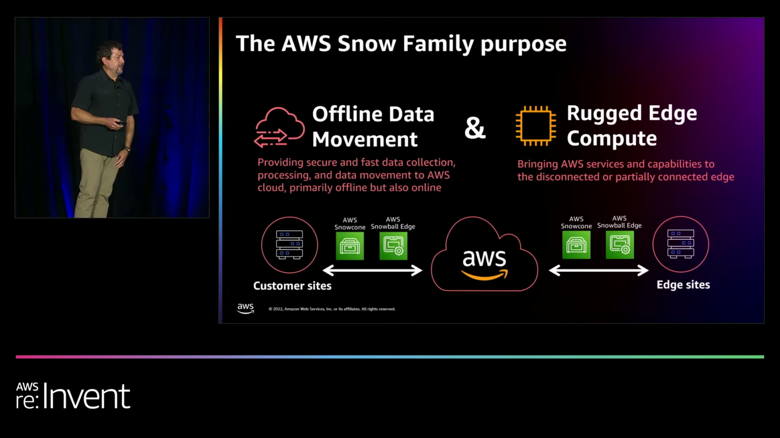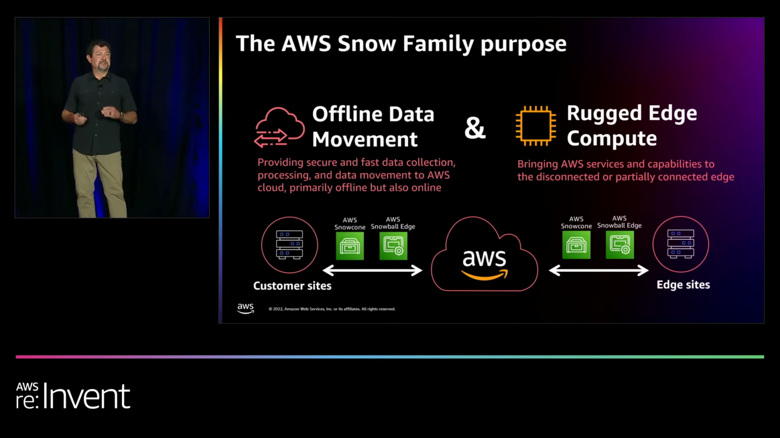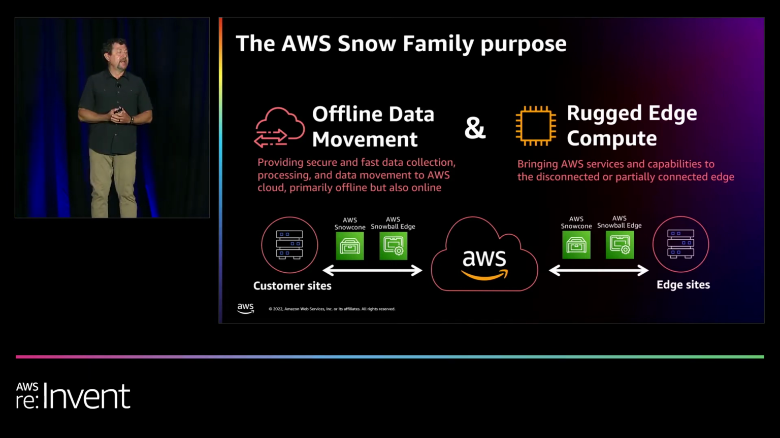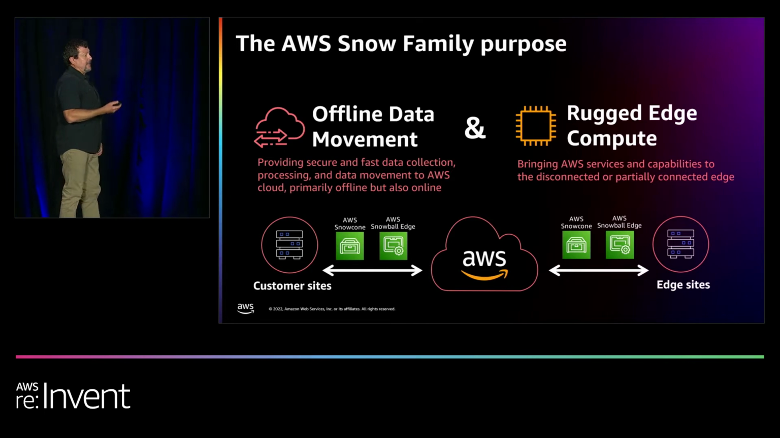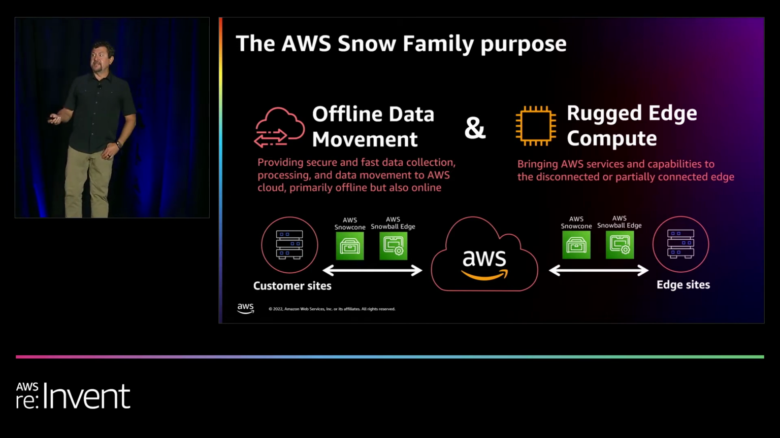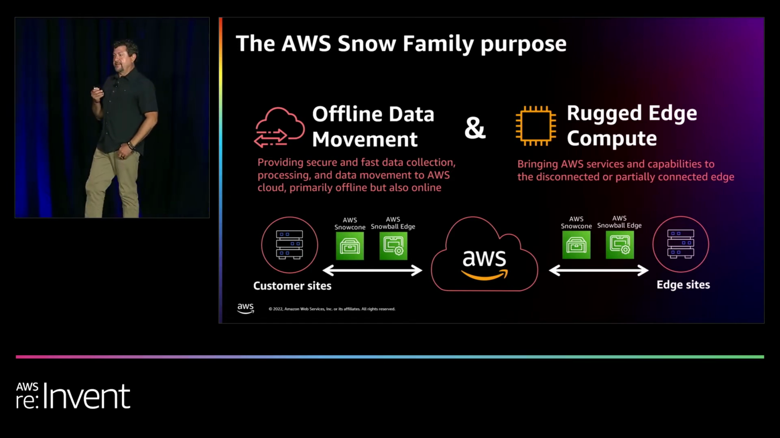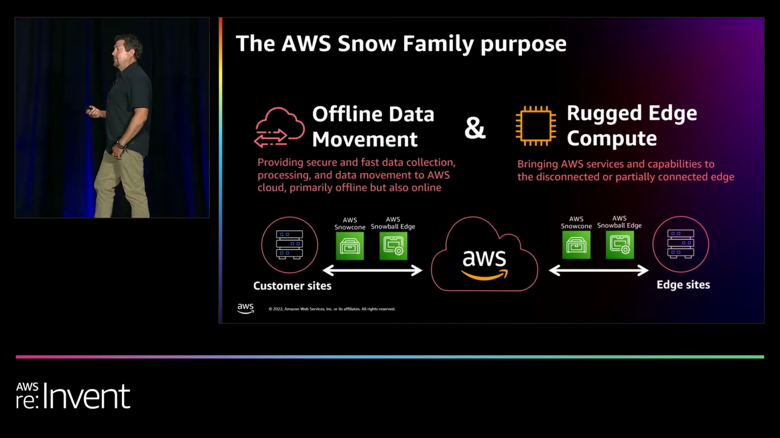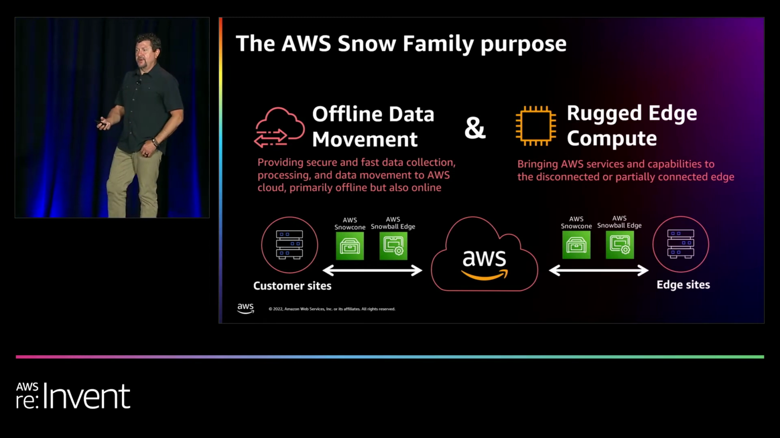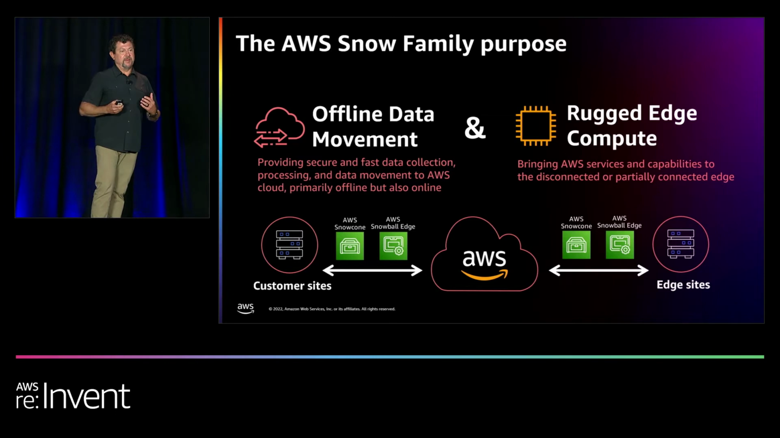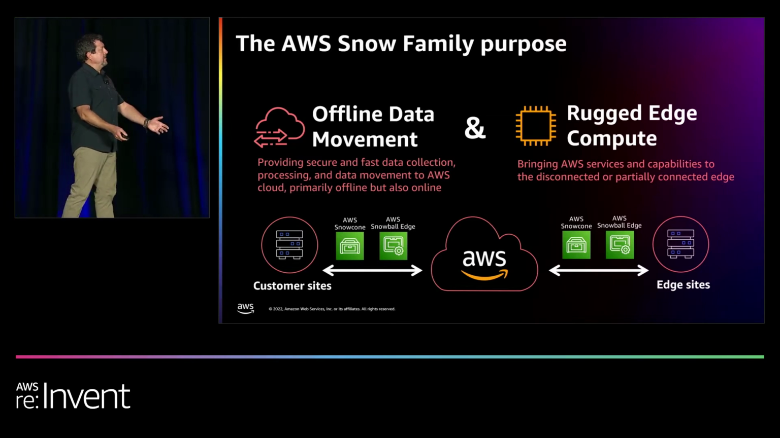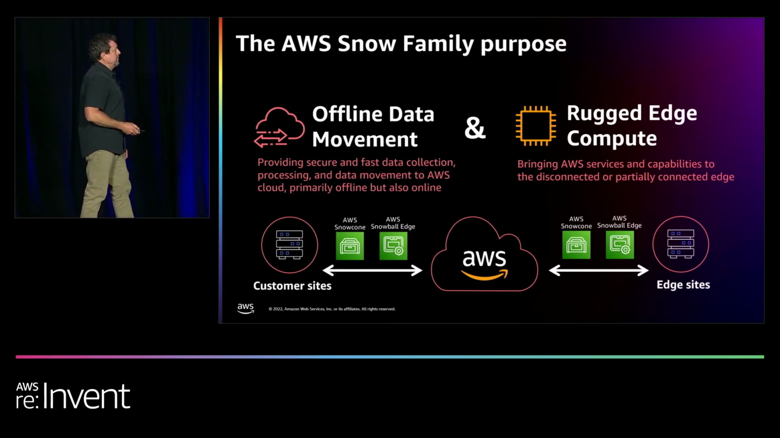The other use case that we've evolved into, which isn't the focus of today's discussion, but I'm going to mention it, is the rugged edge compute use case. So we bring a select set of AWS services out to the disconnected edge that allow you to do data processing and run applications out at the edge where needed, and then have that data stored onto the Snow device, where at the time that workload or data set is ready to be brought back to AWS, you can bring it back to the AWS region.